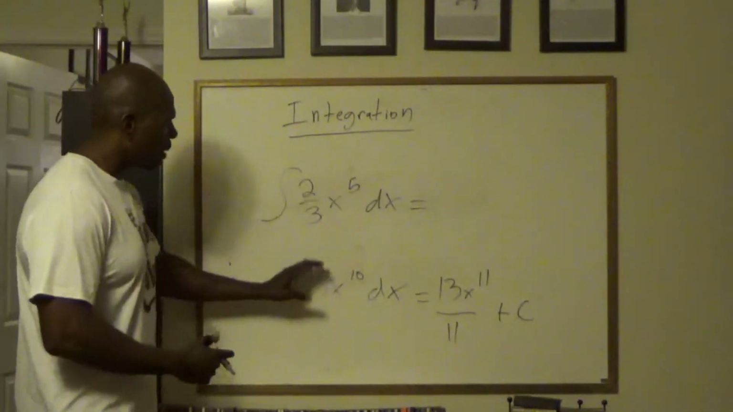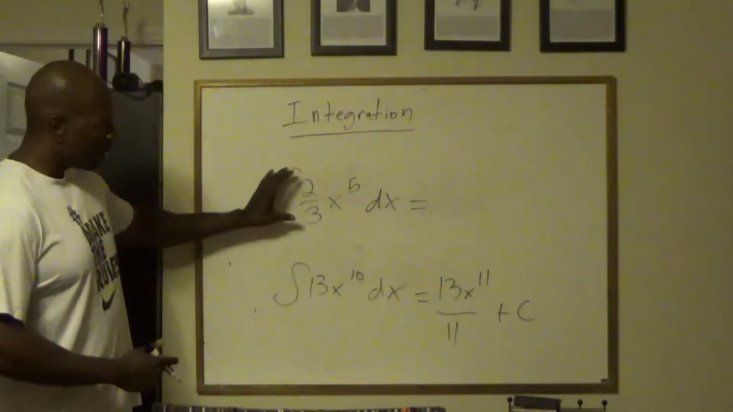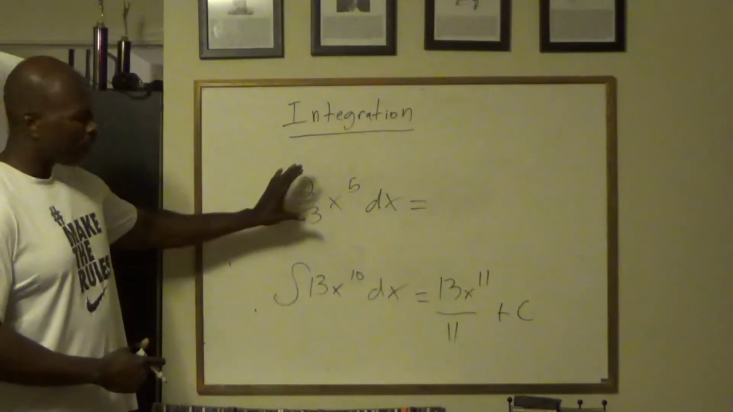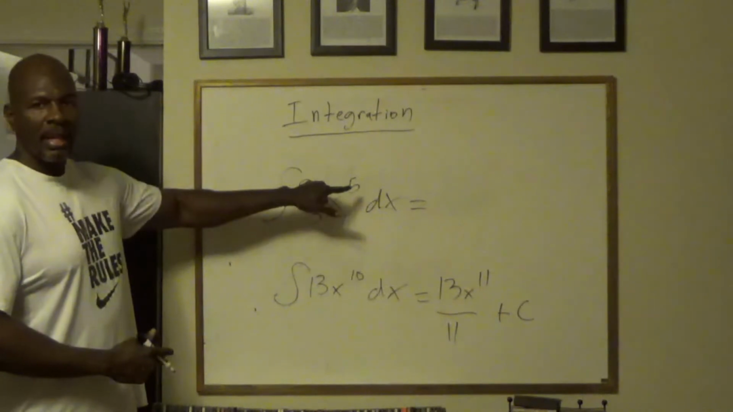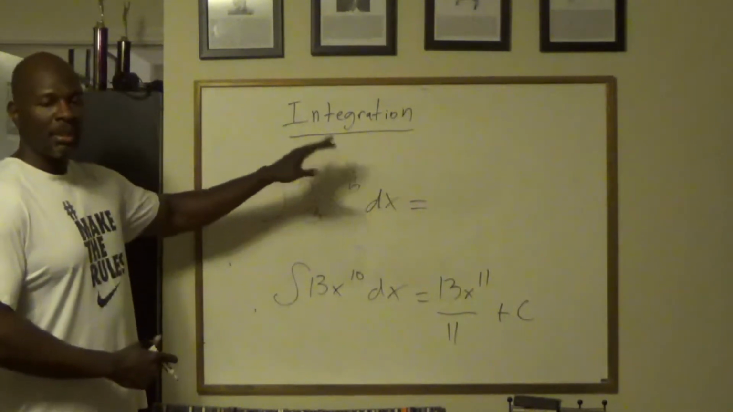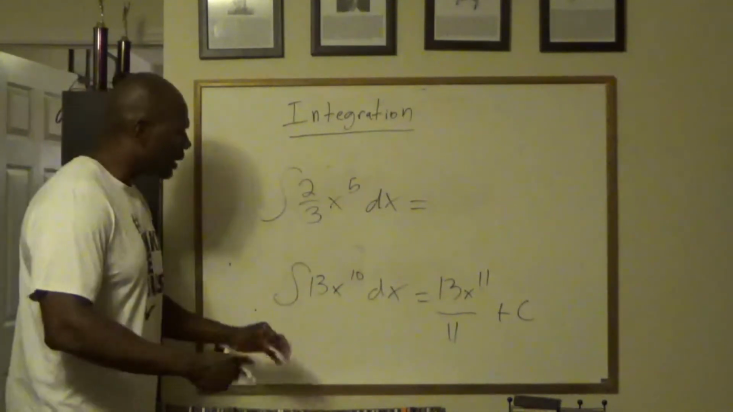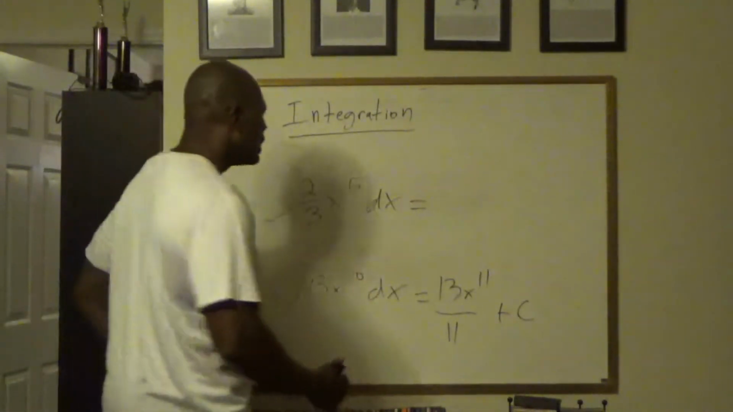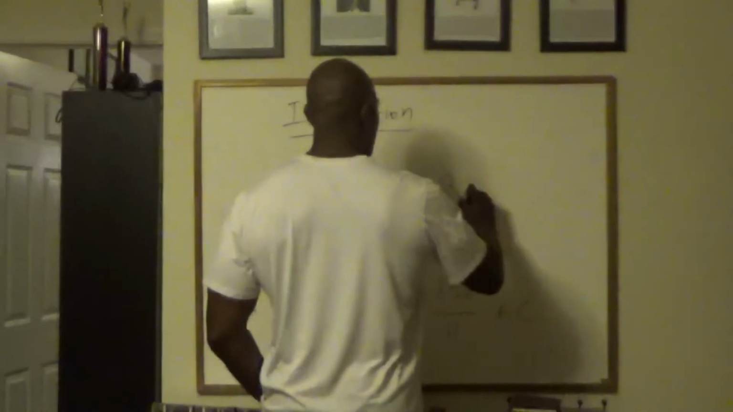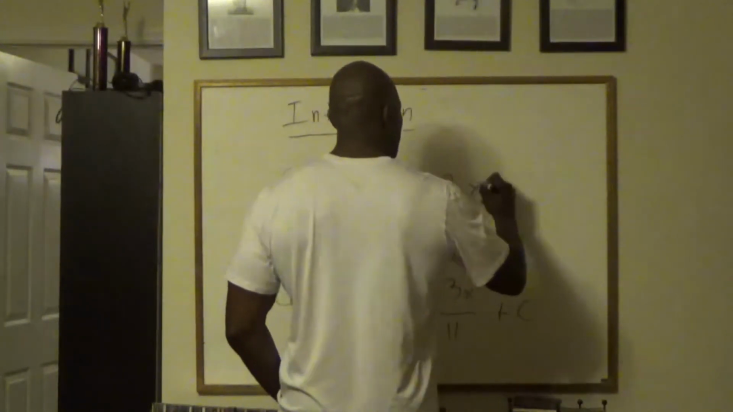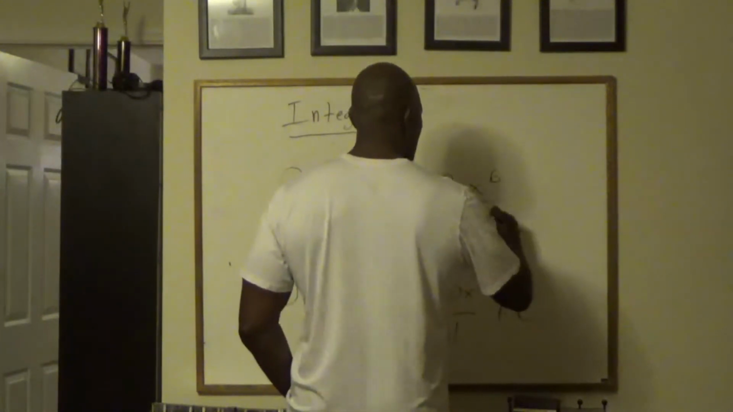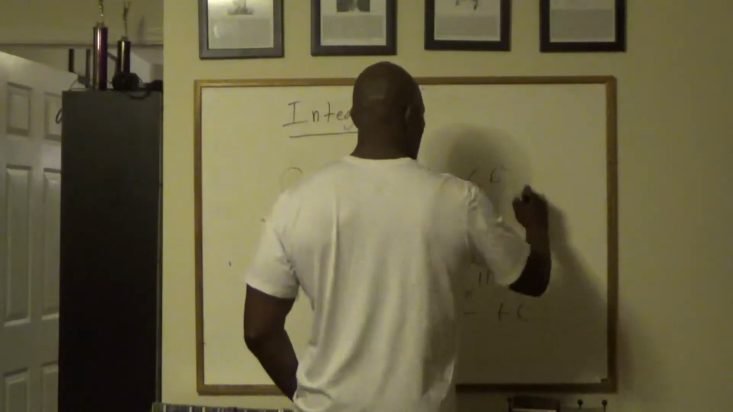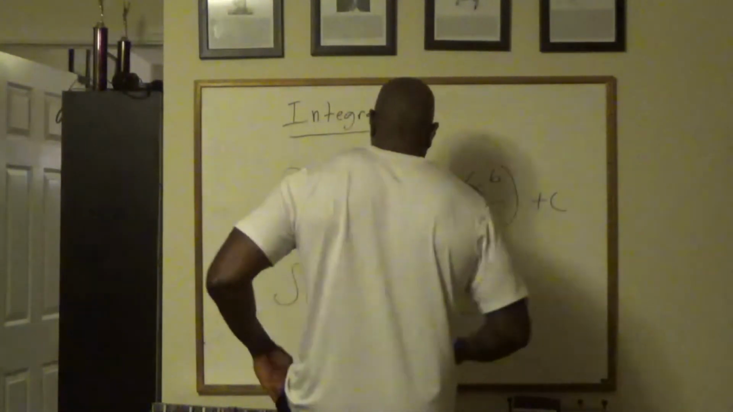So now I have a fraction or a rational coefficient. Big deal. I'm still going to add 1 to this exponent, and that's going to be my new exponent, and I'm going to divide by it. So again, the scope of my mathematics is adding 1 to 5. 5 plus 1 is 6. So this is 2/3 x to the 6 over 6. So I'll write x to the 6 over 6 like that. There is some plus c.